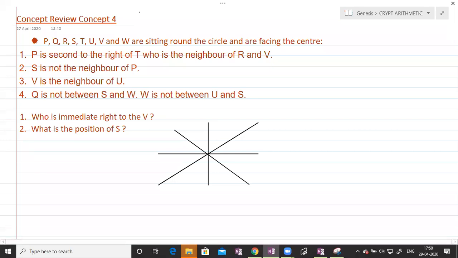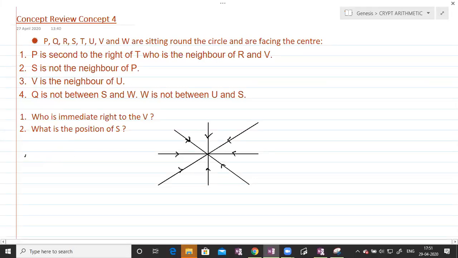Question reads as PQRSTUVW are sitting around a circle and facing the center. Okay, very simple. Facing the center. So facing the center, everybody. And you know the direction of this. Everybody facing the center. Great. Mustafa is telling T. Pooja is telling U. Madhumita is telling also U. Okay. Let's try solving it.